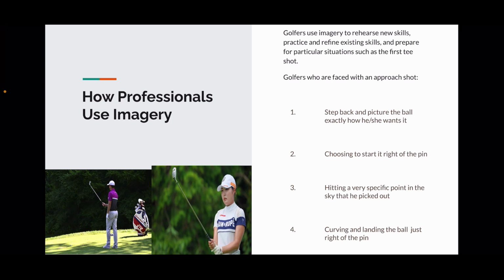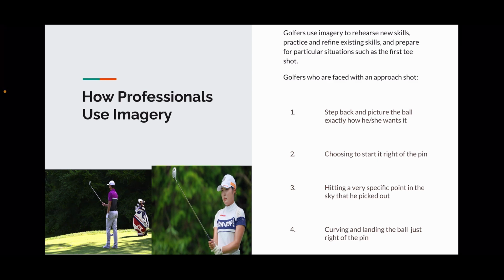Then choose a starting line. If you want to hit it right, you would start it right at the pin. Vice versa, if you want to start it left, start it left. Then pick a specific point in the sky. And this doesn't have to be in the sky. This could be a tree. This could be a chimney. But find a very specific and detailed object on the course, or even off the course, to visualize where you want your ball to start when you hit it.